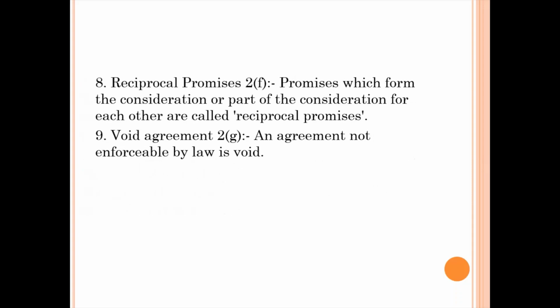These are some other terms which are mentioned in the Contract Act. Reciprocal promises come under section 2F. Promises which form the consideration or part of the consideration for each other are called reciprocal promises. The next one is void agreement. An agreement not enforceable by law is void. Clear? It means an agreement which is not enforceable by law is void.